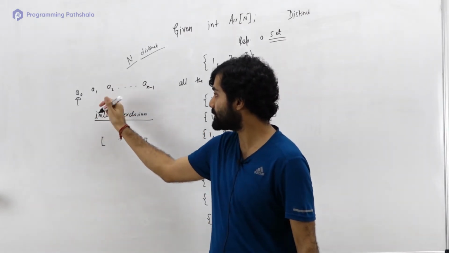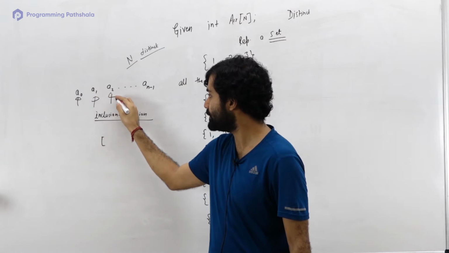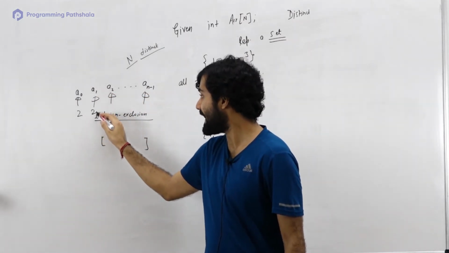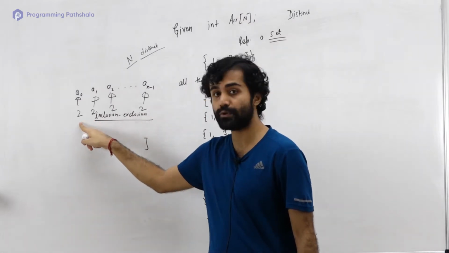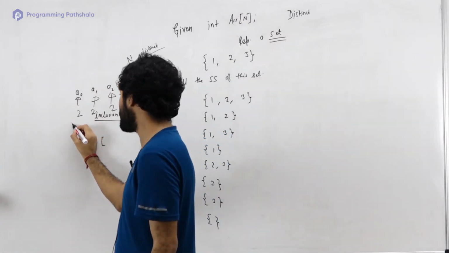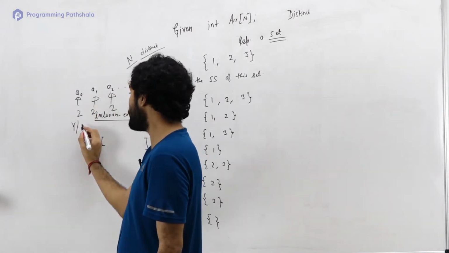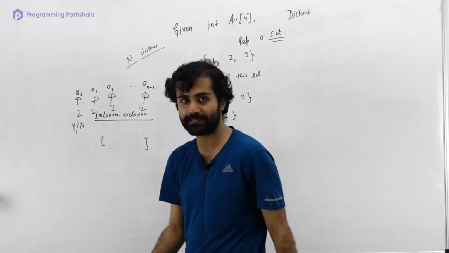Similarly, for this also two choices, for this also two choices, for this also two choices. And remember that those two choices are distinct from each other, because saying a yes and taking this is different from saying a no and not taking this.